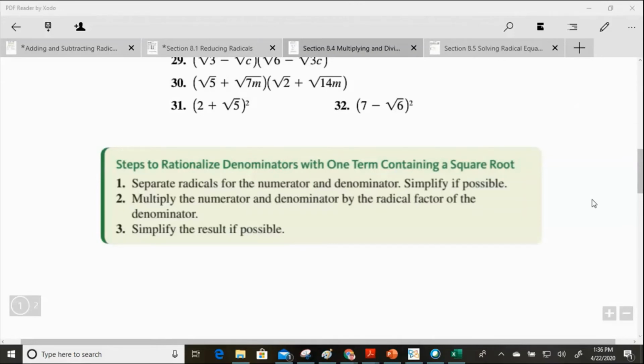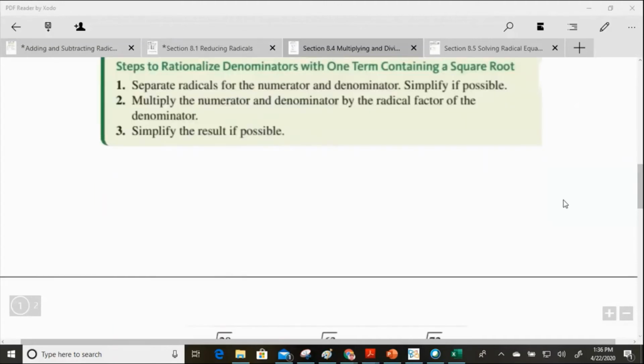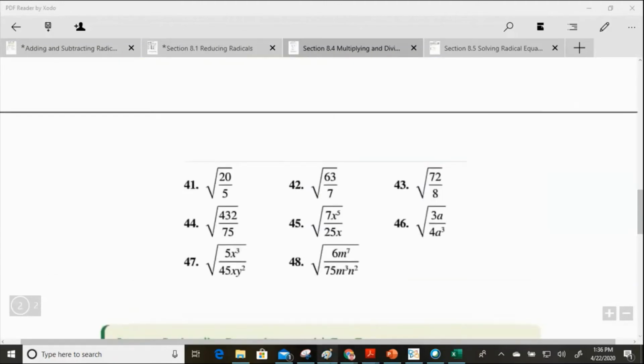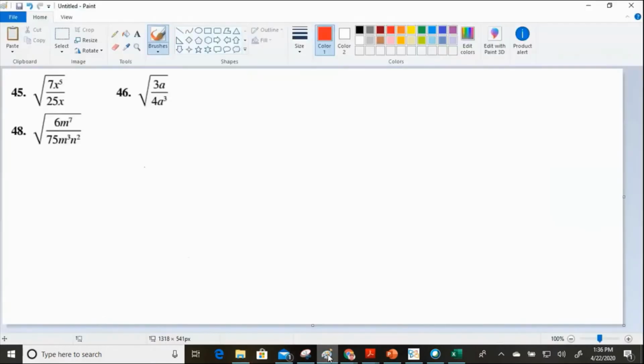Okay, next we're going to do division. Step 1, separate the radicals. So do radical on the top, radical on the bottom, simplify if possible, and then we're going to multiply the numerator and the denominator by the radical factor of the denominator if we have one. This is called rationalizing the denominator because you cannot have a radical on the bottom. So there are some examples here. I pulled some over for you.